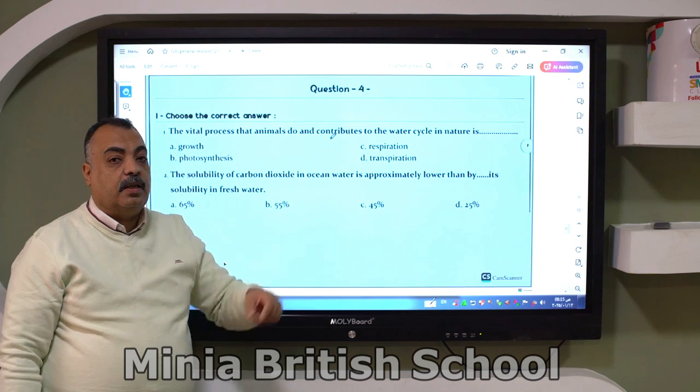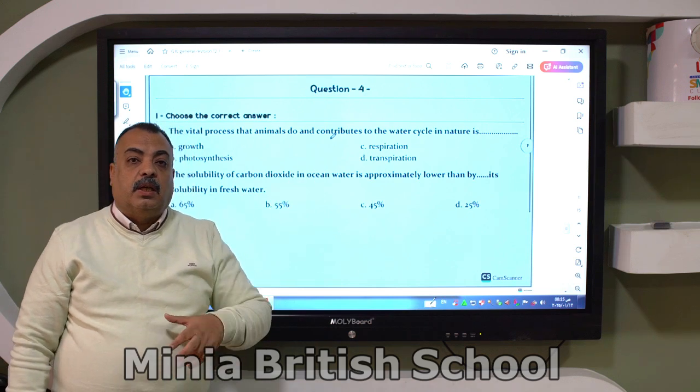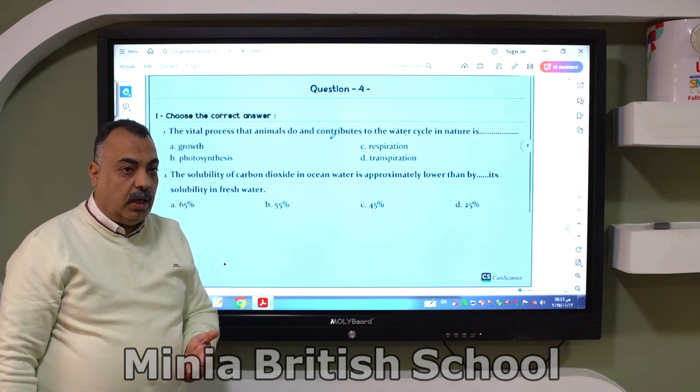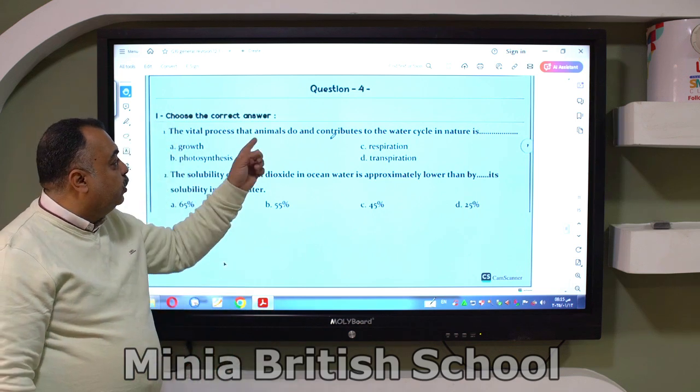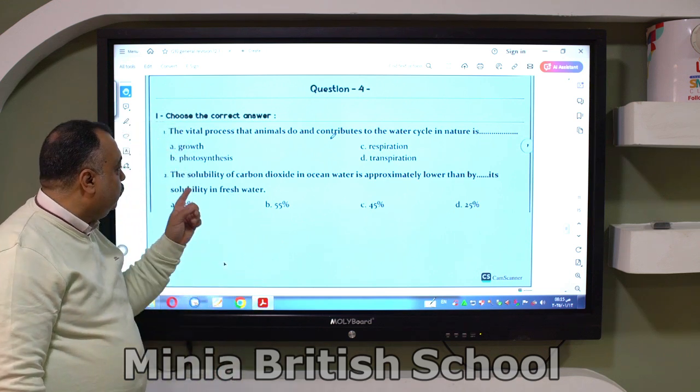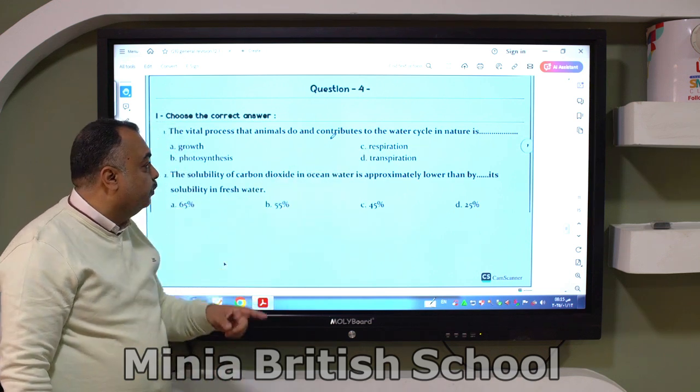Yes, by respiration, as the animal exhales the water vapor outside to the atmospheric air, so it shares in and contributes to the water cycle. So the answer is respiration.